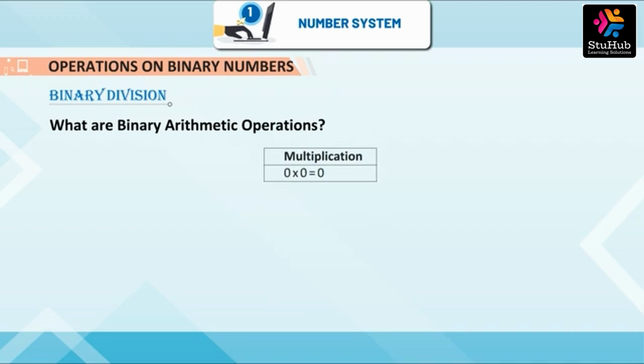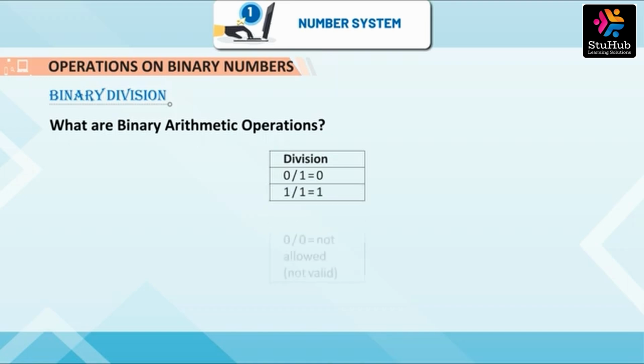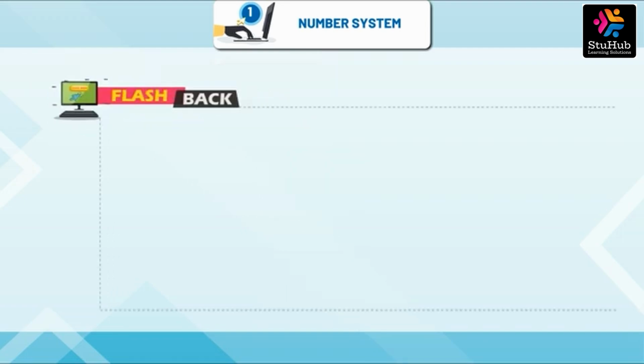Multiplication. 1. 0 multiplied by 0 equals 0. 0 multiplied by 1 equals 0. 1 multiplied by 0 equals 0. 1 multiplied by 1 equals 1. Division. 0 divided by 1 equals 0. 1 divided by 1 equals 1. 0 divided by 0 equals not allowed or not valid. 1 divided by 0 equals not allowed or not valid.